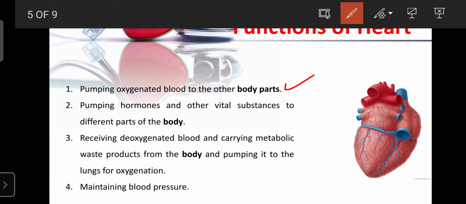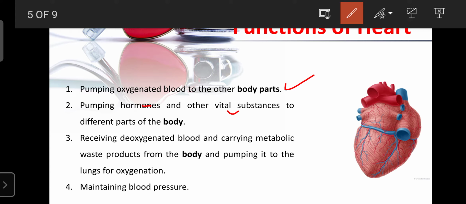Along with the oxygenated blood, the heart also pumps hormones and certain vital substances to the different parts of the body. That is the transmission of hormones, enzymes, vitamins and glucose, which also depends on the pumping capacity of the heart. So the pumping of the heart helps transmit essential micronutrients along with hormones and proteins.